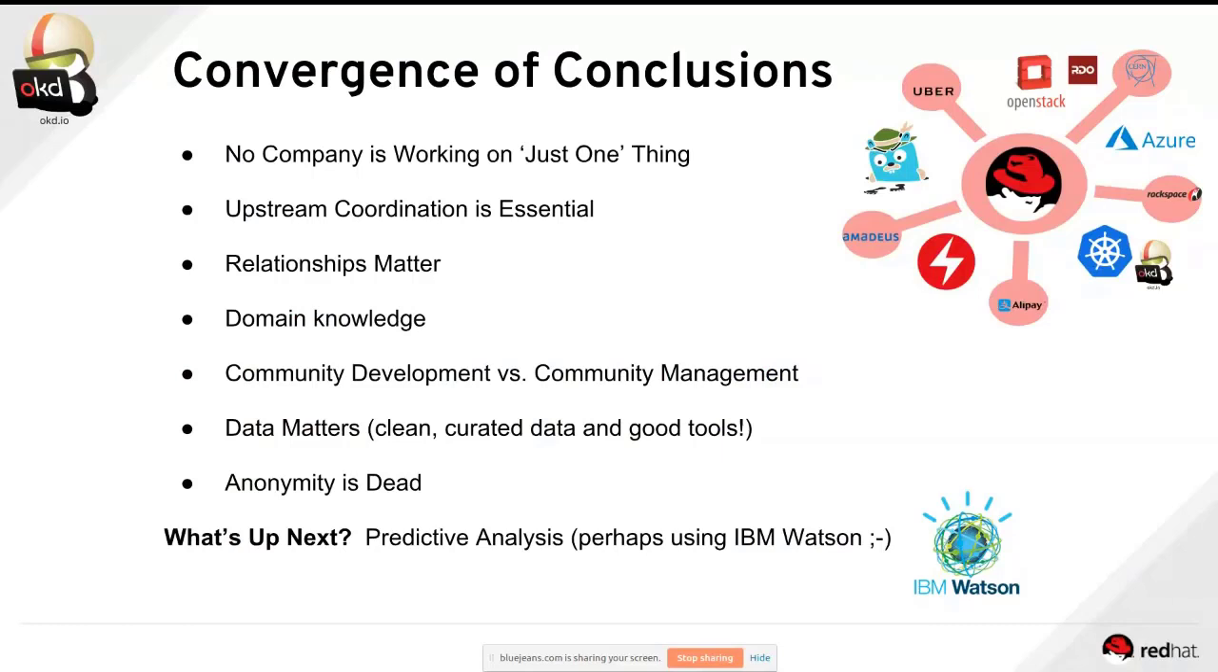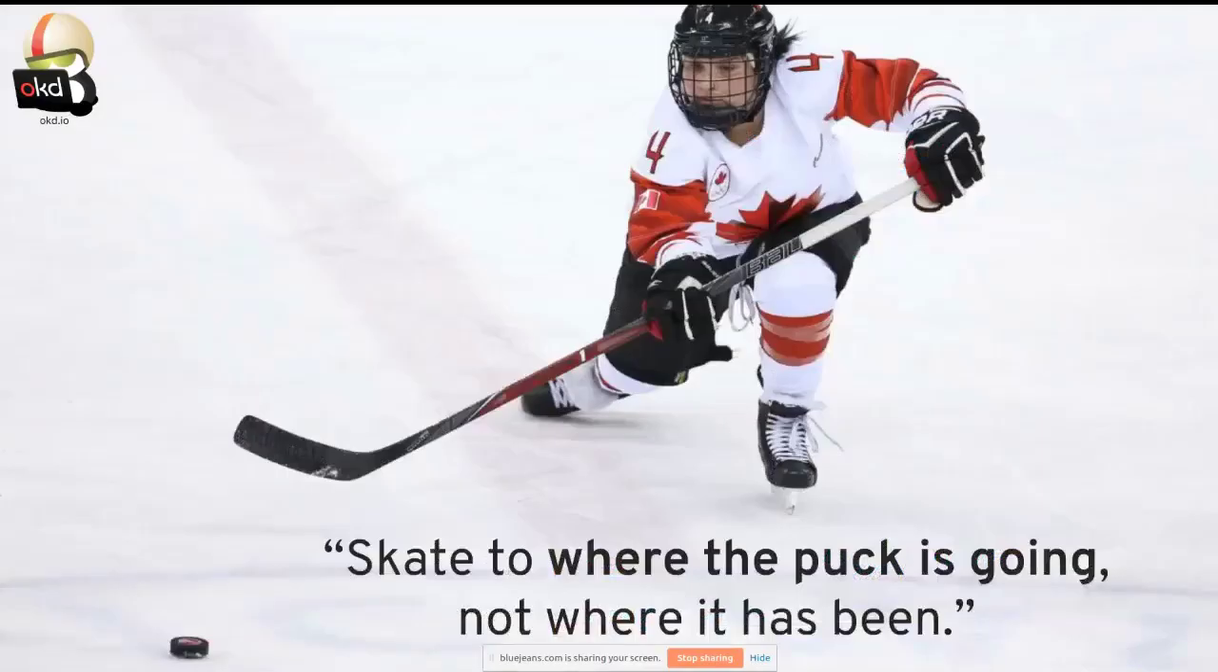So what's up next? Hopefully some more predictive analysis, perhaps in the future using some IBM Watson as we go forward in our relationship with IBM. But really, if you go to the next slide, I think this whole project is really helping us understand what we up here in Canada call skate to where the puck is going, not to where it's been. So as we look at all of these interrelationships, what really starts percolating up as one of the key features of this is really to see what new projects are on the event horizon, how people are migrating from one project to another, and where new issues are arising in the community.